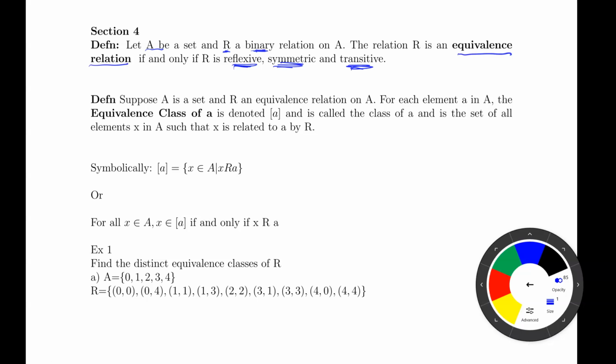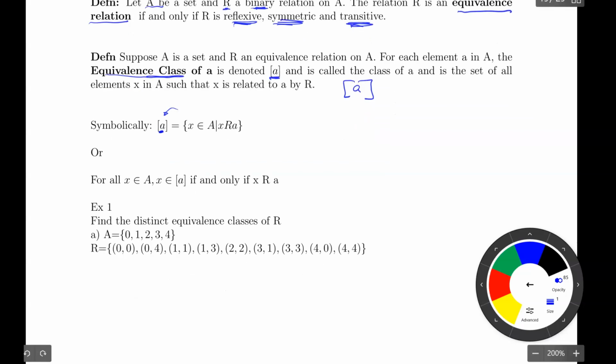Okay, so once we have this equivalence relation, what we like to do is make equivalence classes, and this is how we denote it. It's these square brackets around a number. The class of A is the set of all elements x in A that are related to A. This is not going to be unique, whatever letter or number I put in here. It's all the things that are related to A.